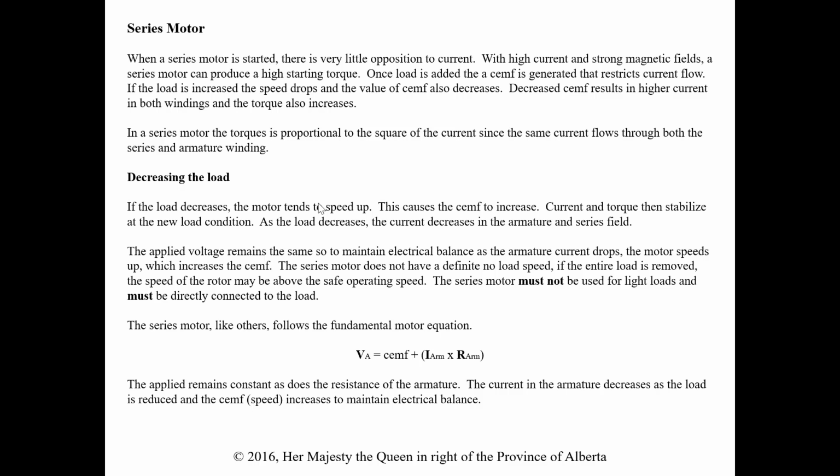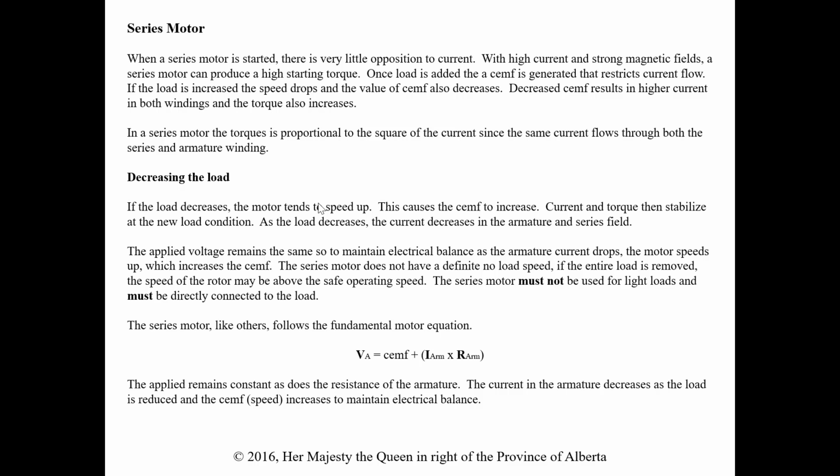Okay, so once load is added, the CEMF generated restricts the current flow. If the load is increased, the speed drops, and the value of CEMF also decreases. Decreased CEMF results in higher current in both windings, and torque also increases. So again, very high starting torque. In a series motor, the torque is proportional to the square of the current, since the same current flows through both windings. Okay, so that's where we're getting that increased torque.